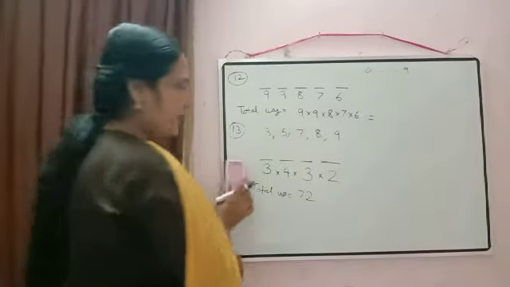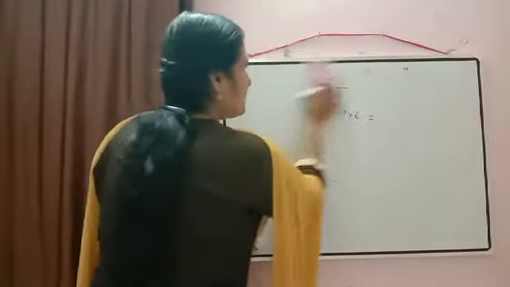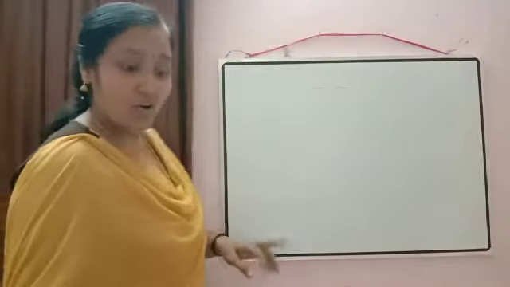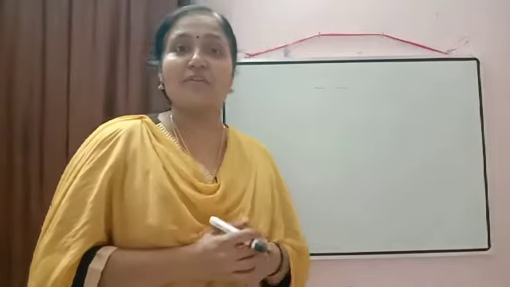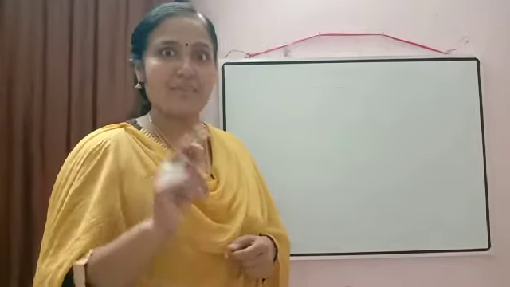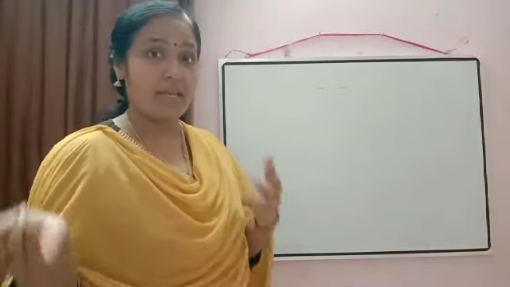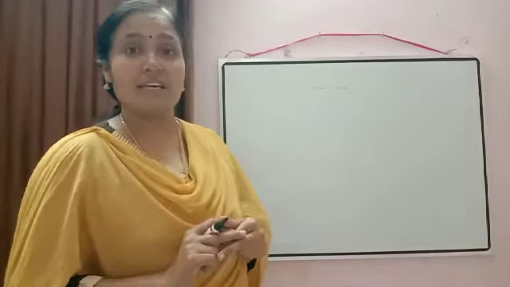Okay. Next one is: a coin is tossed 2 times. How many possible outcomes are there? A coin is tossed how many times? 2 times. Its meaning is 2 coins are tossed together. Okay, that is the meaning of this sentence. A coin is tossed 2 times, meaning 2 coins are tossed together.